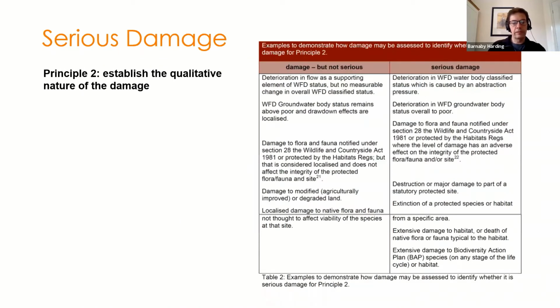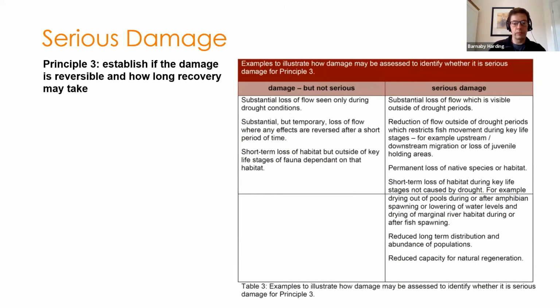Principle 2, qualitative nature. This relates more to the things that we've been talking about with the Water Framework Directive. So this is where you might be causing a deterioration or a reduction in the status of the water body. And that would be considered serious. Where you're resulting in a deterioration but no change within the status, if it's good, then that's not serious. And then the third principle is looking at timescales, as I mentioned. So, is it only a flow reduction during drought periods, or is it outside of drought periods, and things like that. I won't go through all of those, but those are some examples.